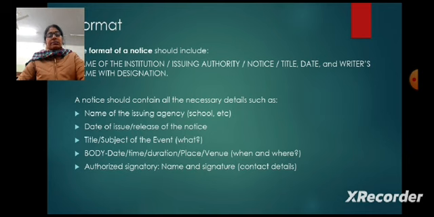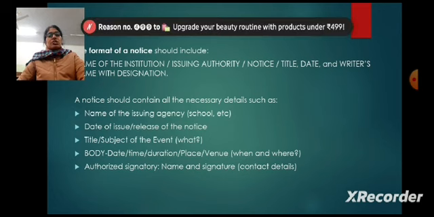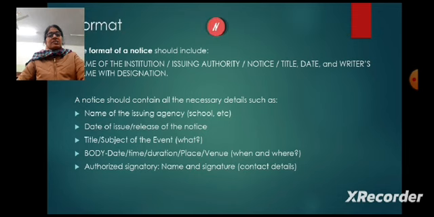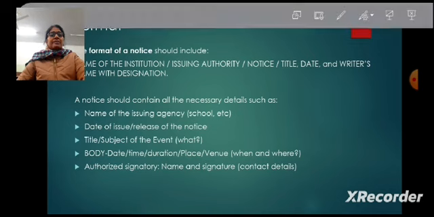And at last, there is the authorized signatory, because a notice is always issued by some authority. So, who is the issuing authority must be known to the readers. So, we must put the signatory's name and signature at the end of the notice. So, let us see the example.